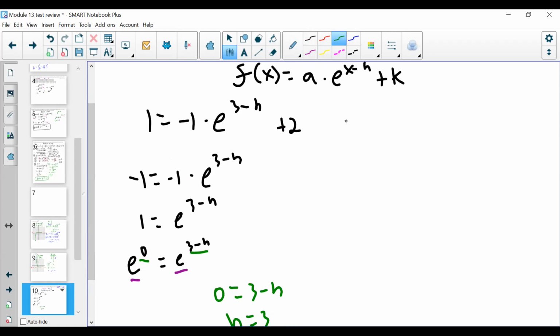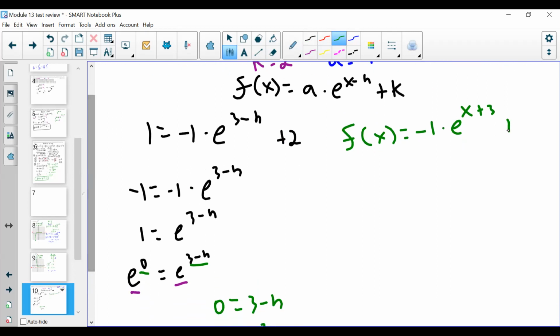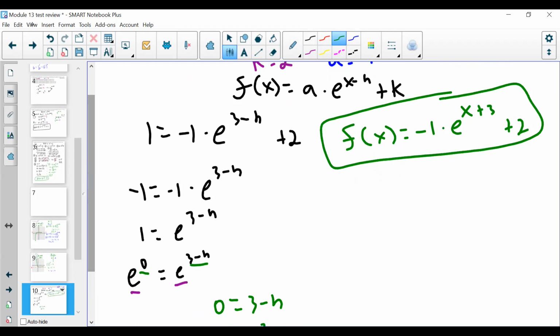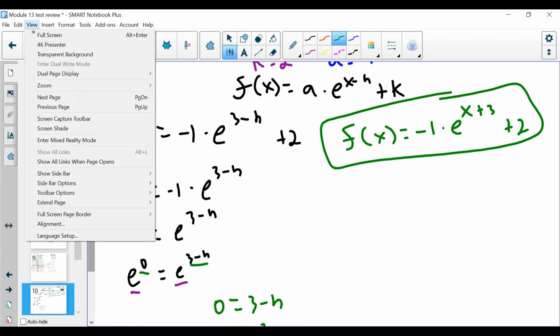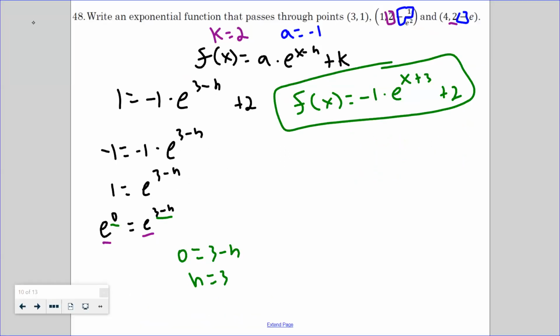So what we get is that f of x equals my a value of -1 times e to the x minus -3, or x plus 3, plus my k value of 2. So that's not too bad. Any questions about that? Are we good here?